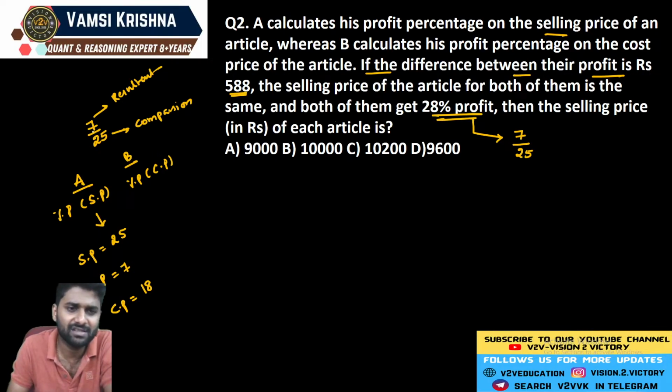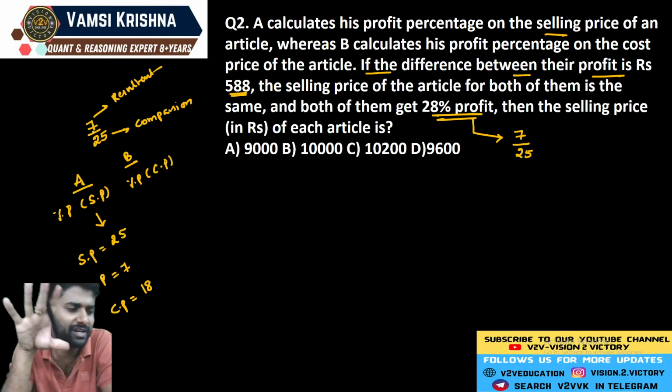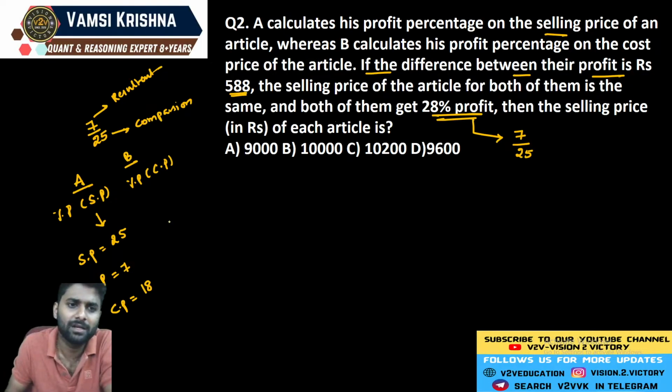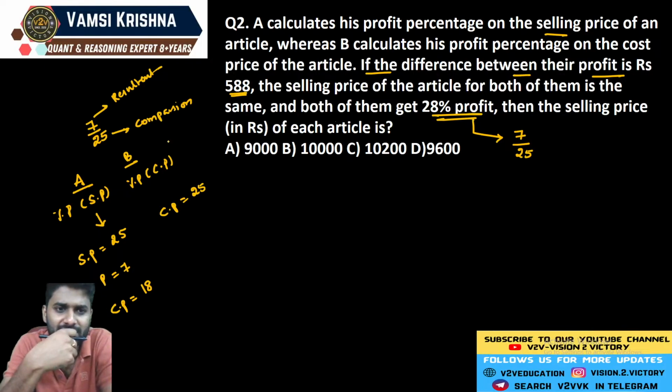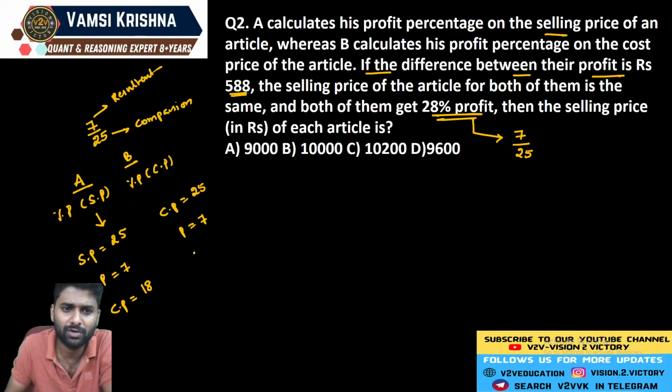Here again the same fraction. Why? Because both of them get 28 percentage profit only. Now here you should calculate the denominator as cost price. Why? Because B calculated profit percentage based on the cost price. Now profit is still the same, 7 units. Now what about the selling price? Here exactly equal to 32.